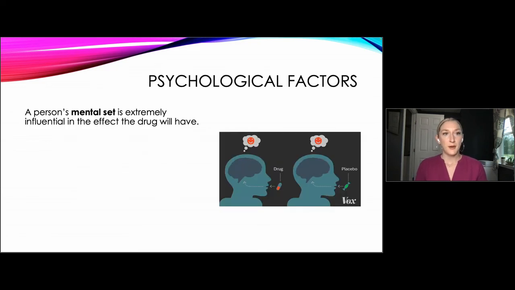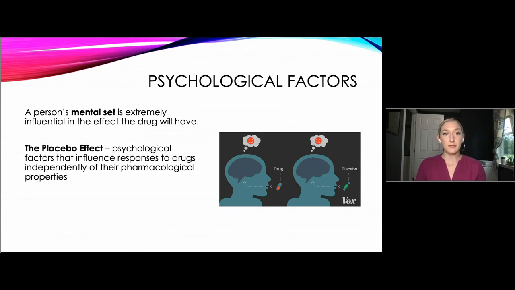Psychological factors. Looking at a person's mental set is extremely influential in the effect that a drug will have. A mental set includes both psychological and environmental factors, such as unique qualities of an individual's personality, his or her past history with drugs and social experiences, attitudes toward the drug, expectations of that drug's effects, and motivation for using the drug.